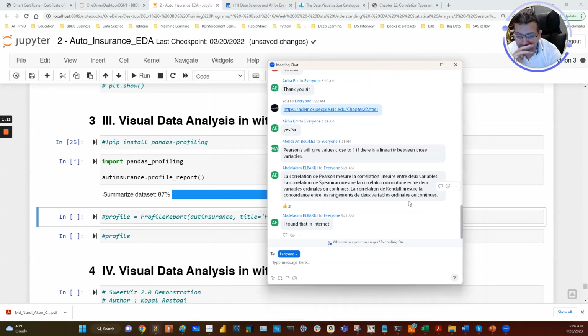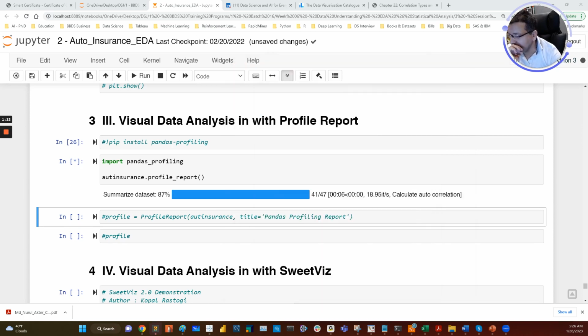Yes, Mehdi, that is true. These correlations measure different things. Some of them measure association, some of them measure linearity. They measure different things, but at the end of the day, you are going to get a value between -1 and 1. If you are working on very sensitive projects, then you need to determine which one best fits you. Otherwise, we don't care. All I care about is give me a value.